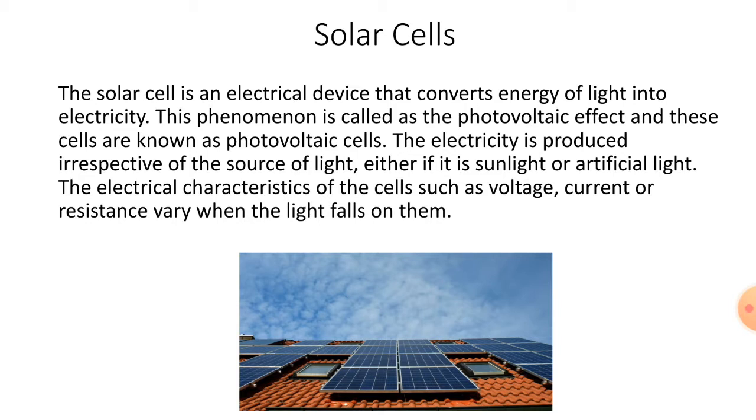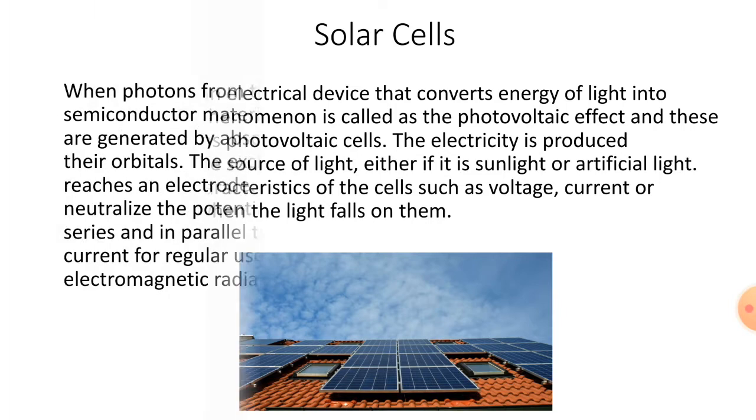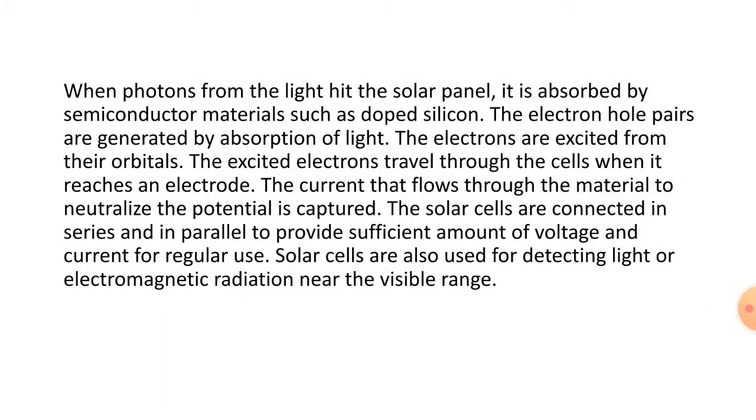The electrical characteristics of the cells, such as voltage, current, or resistance, vary when light falls on them. When photons from the light hit the solar panel, they are absorbed by semiconductor materials such as doped silicon. Electron-hole pairs are generated by absorption of light. The electrons are excited from their orbitals.